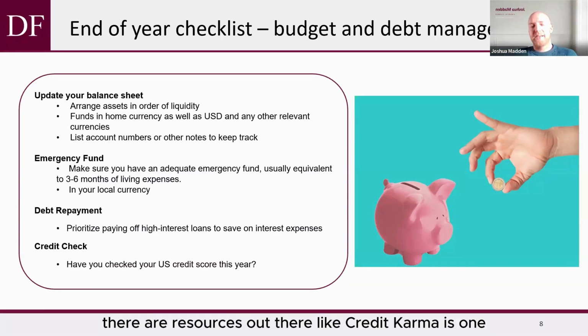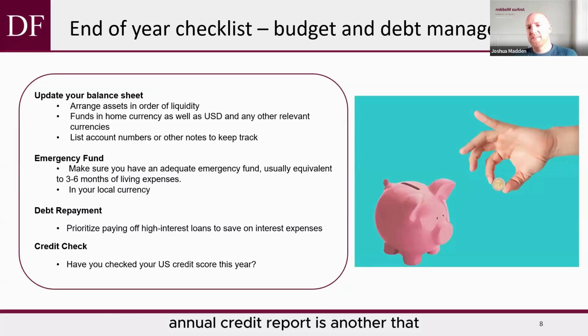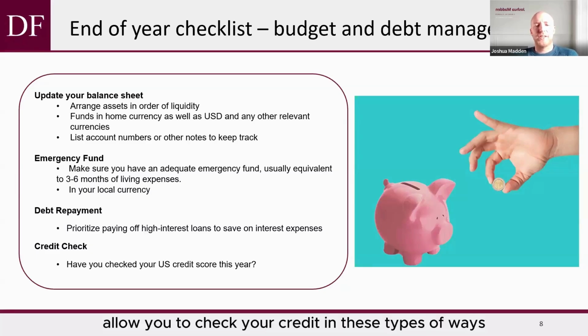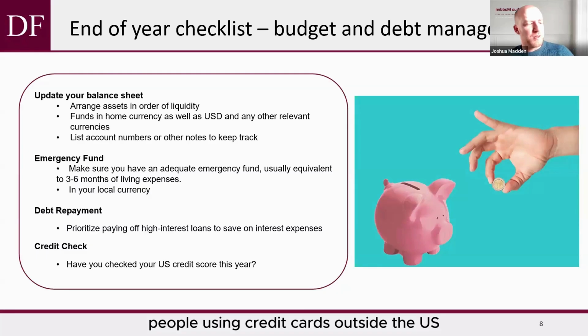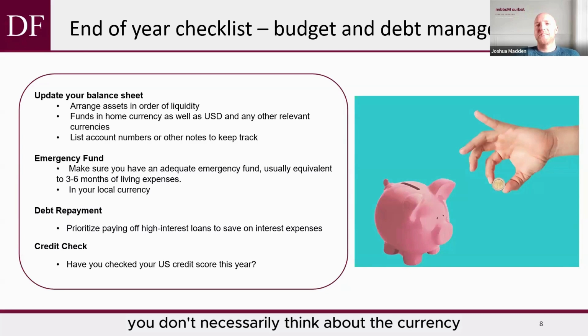There are resources out there like Credit Karma is one, Annual Credit Report is another, that do allow you to check your credit in these types of ways, and just to see how it's doing, making sure that you're aware of all the credit cards you have open, that there isn't any unfavorable or unsurprising information on there. If you're not using a credit card, you may consider freezing your credit score if you don't intend to use it. And another thing that we see a lot is people using credit cards outside the US that are American credit cards. You don't necessarily think about the currency conversion fees that they charge on that end. So just some of the things to be thinking about there when you're looking at credit scores.